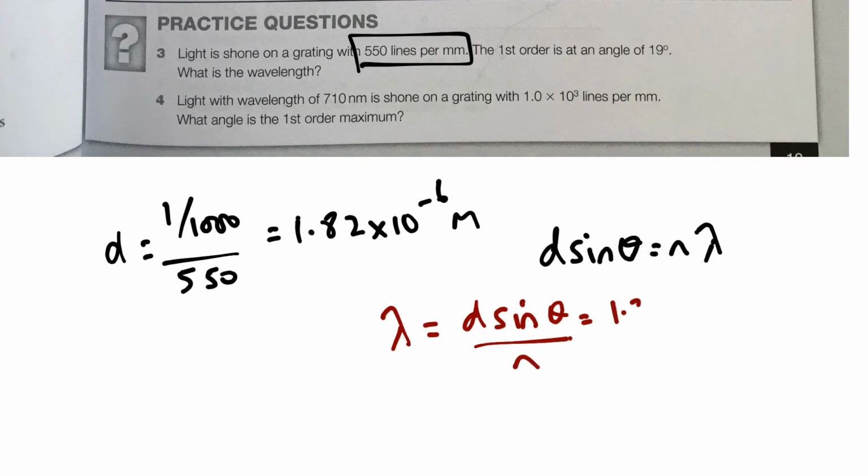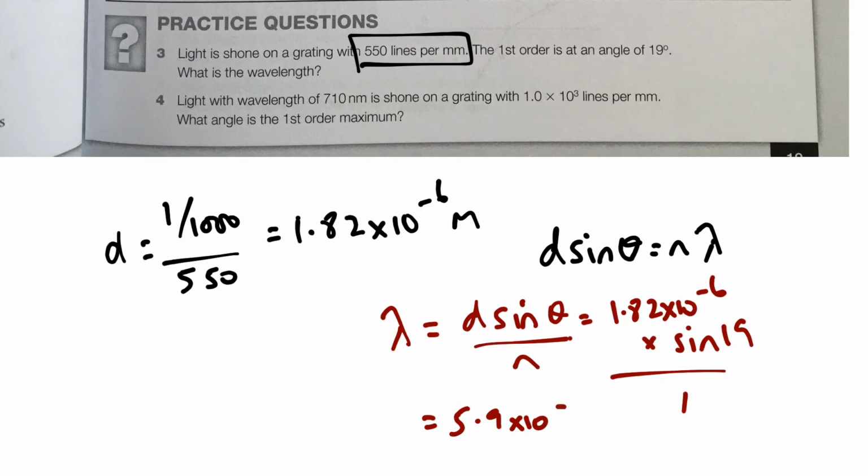So 1.82 times 10 to the minus 6 multiplied by sine 19, making sure our calculator's in degrees, and then divide by 1. So that works out for a wavelength of 5.9 times 10 to the minus 7 meters. Now, wavelength tends to be in nanometers for this topic, so you're looking at an answer of 590 nanometers, which sounds about right.